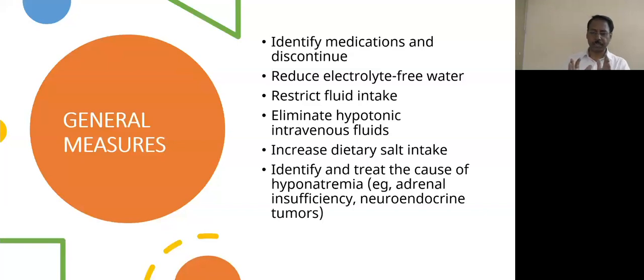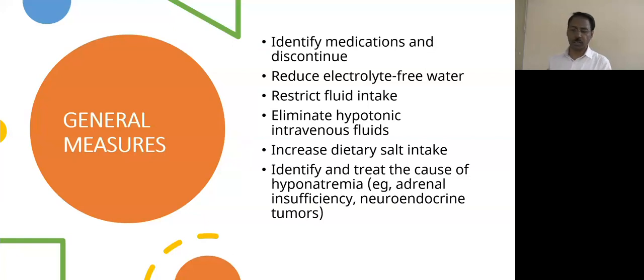Now, while we are managing, there are some general measures that all hyponatremia patients should have. And those are, first, identify medications. You can see there are drugs in almost different categories, and each of them can contribute towards hyponatremia. So make sure you have taken a good drug history and look whether any of those drugs can contribute to hyponatremia. If so, the first thing is to stop those medicines. Stopping means, if it is a very essential medicine, you should have alternatives for that. So look for medications, discontinue them, and reduce electrolyte-free water.